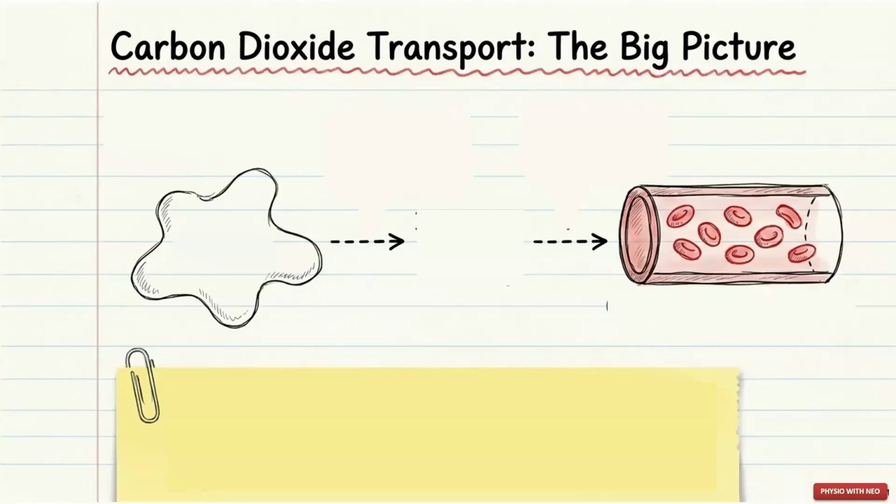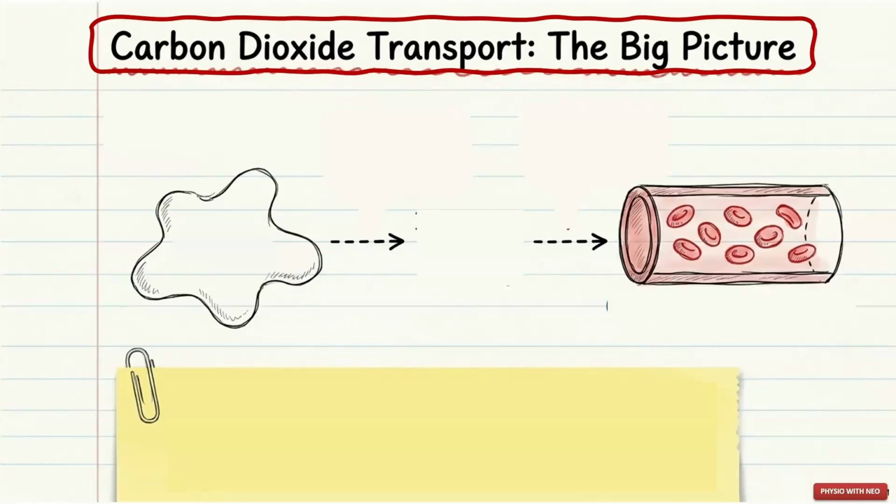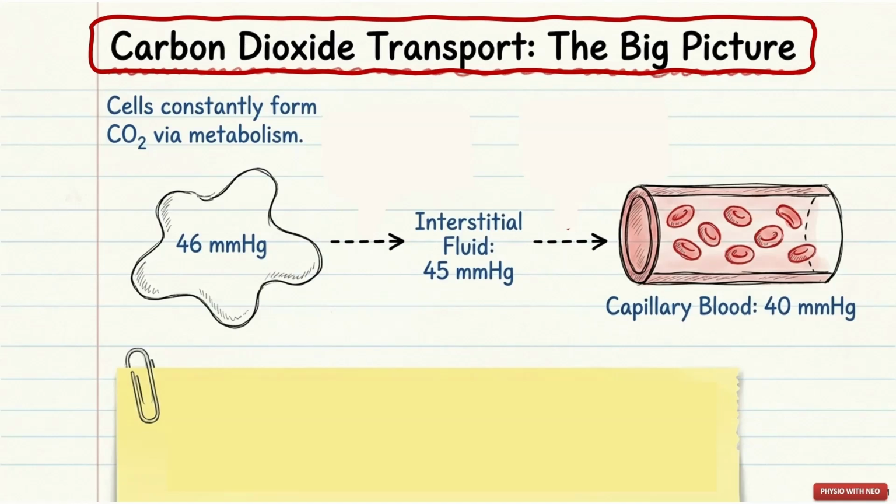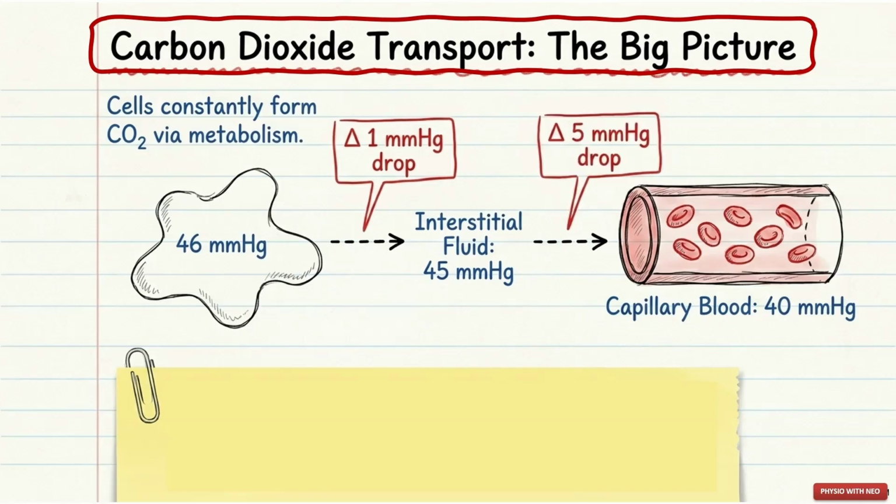Let's begin with the basic concept. Carbon dioxide is continuously produced by tissue metabolism. The partial pressure of carbon dioxide inside the cell is about 46 mm of mercury. In the interstitial fluid, it is 45, and in capillary blood, it is 40 mm of mercury. That is, the pressure difference between the cell and the interstitial fluid is 1, whereas between interstitial fluid and capillary blood it is about 5 mm of mercury. This pressure gradient drives carbon dioxide from tissue into the blood.